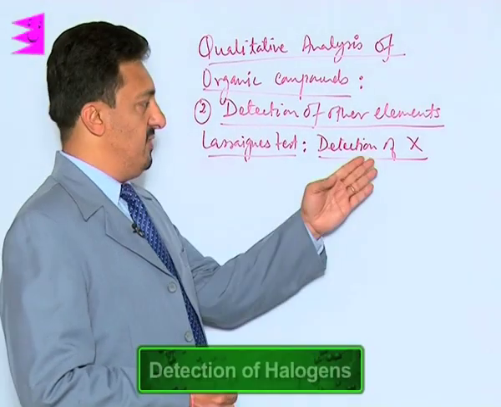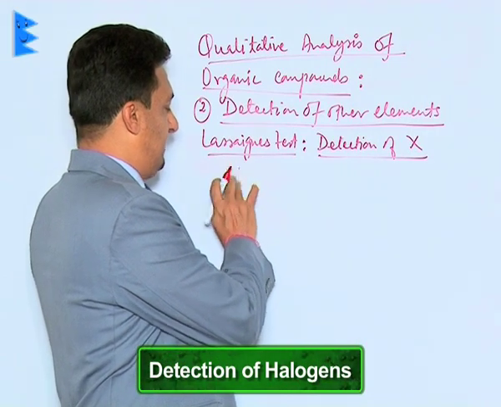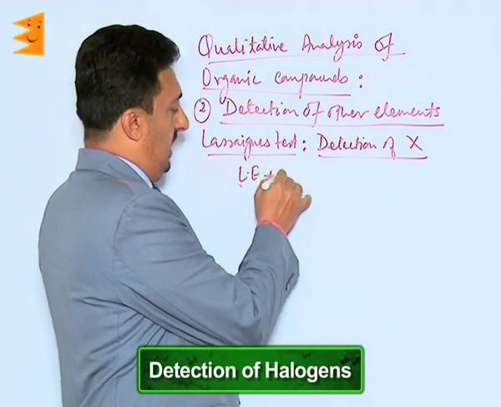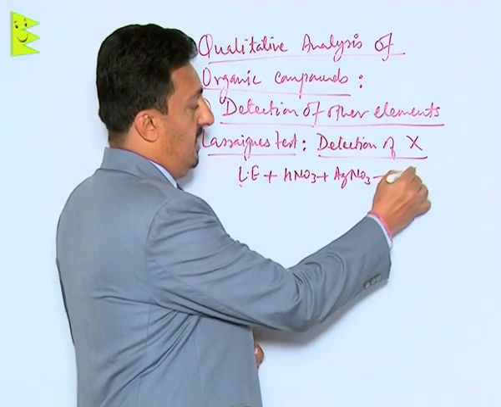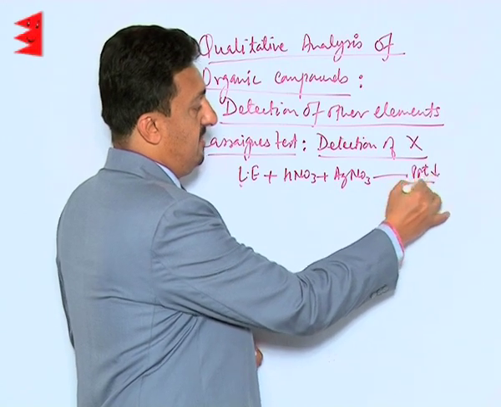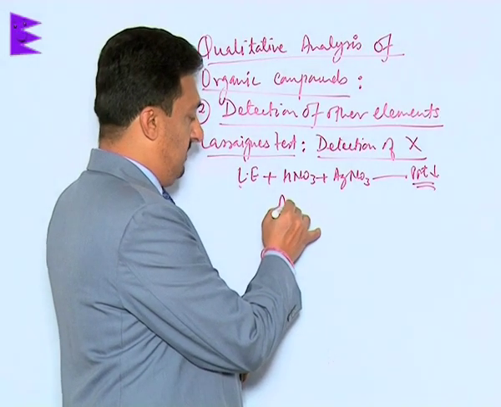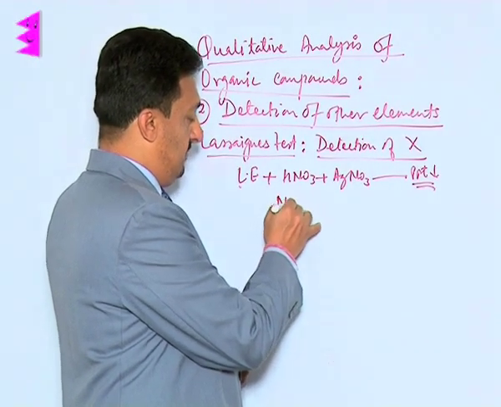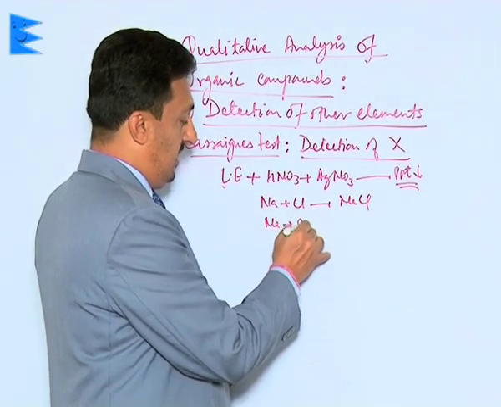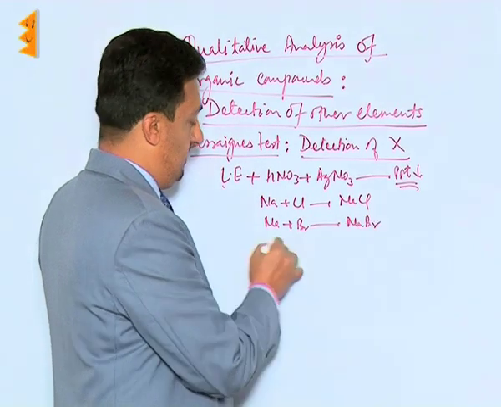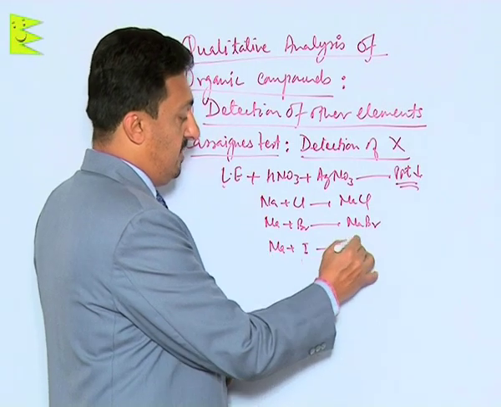Now let us do the detection of halogens. What we do is we take the lecithins extract and to this we add a small amount of nitric acid followed by silver nitrate. We get precipitates, of course, and that precipitate color tells us which halogen we are having. We need to know this. If we are having chlorine, what we have got is sodium chloride. If we are having bromine, we would have got sodium bromide. And if we are having iodine in the organic compound, we would have got sodium iodide.